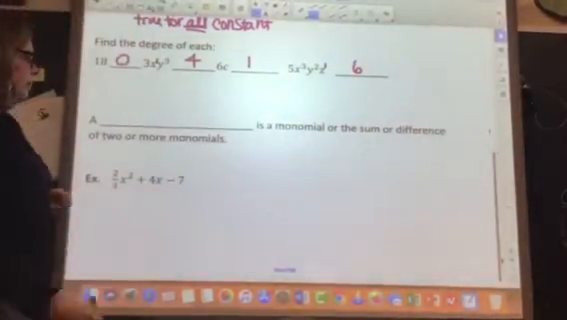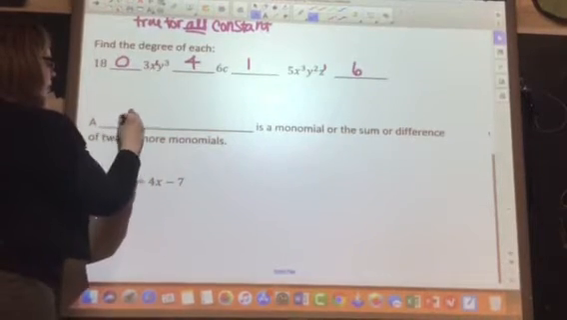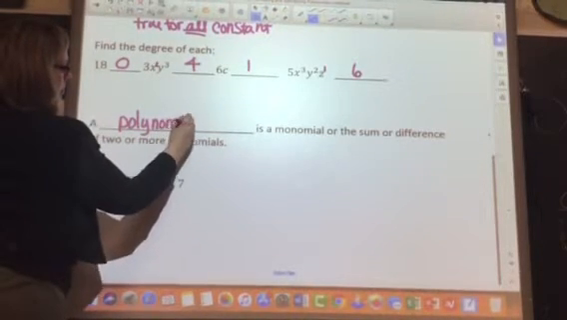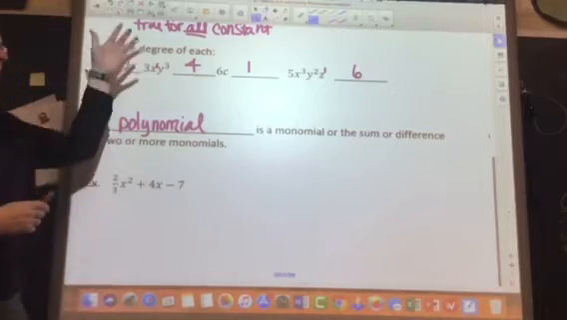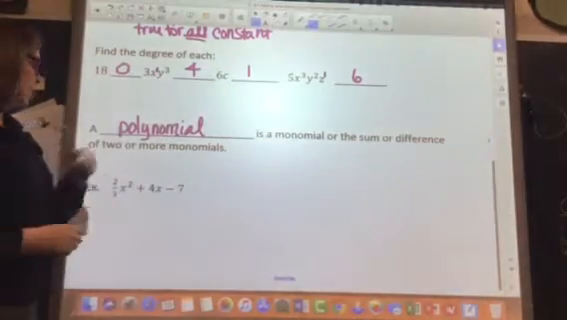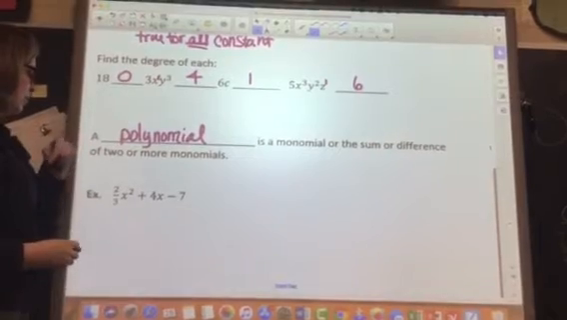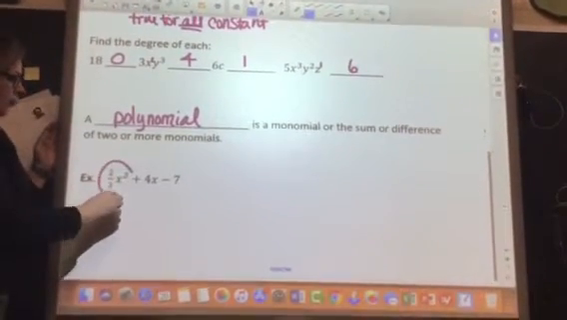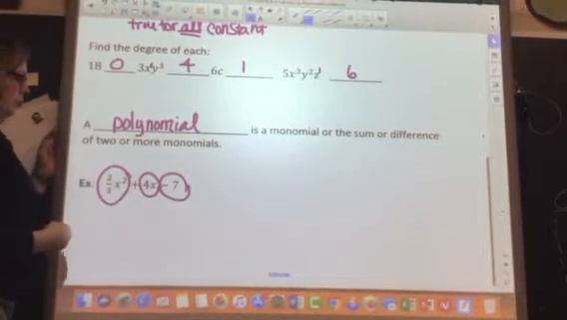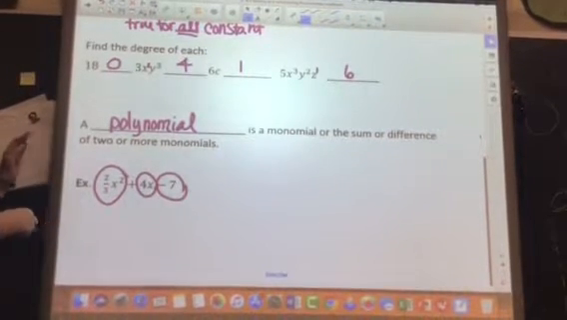A polynomial is a monomial or the sum or difference of two or more monomials. And here's how I want you to think about that. Mono means one, so it's just one term. Poly means many, so it's many terms. So here's an example of a polynomial, many terms. So it has monomials joined together by addition or subtraction. That's all it is, okay? So here is an example of a polynomial.